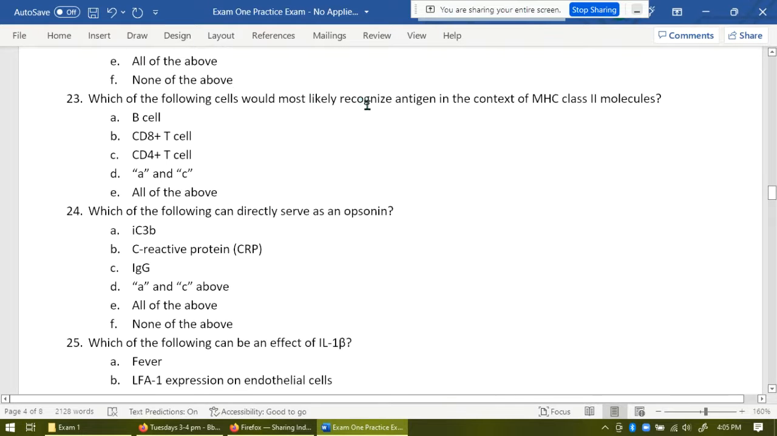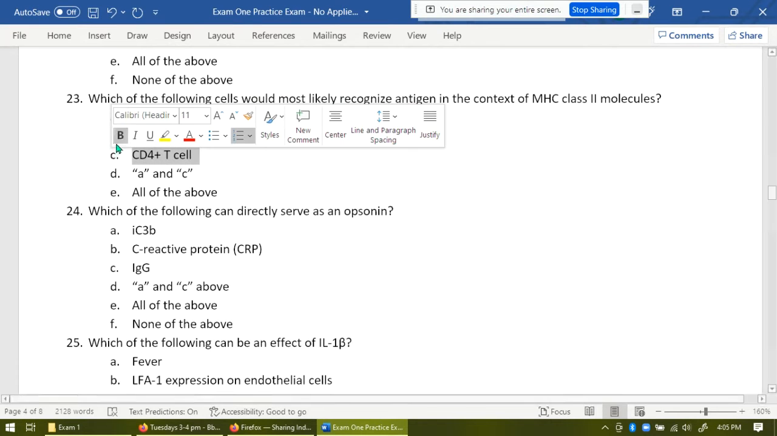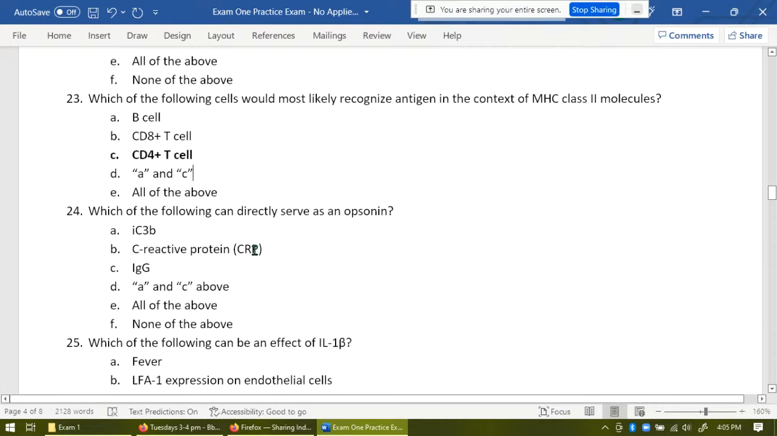Which of the following cells would recognize antigen in the context of MHC class II molecules? This one's going to be your CD4 positive T cells. B cells don't respond to MHC2. CD8 positive T cells do not respond to MHC2. They respond to MHC1. B cells can respond to pretty much any kind of antigen. Okay, it doesn't have to be an MHC molecule. And in fact, they will not respond to an MHC molecule pretty much ever.